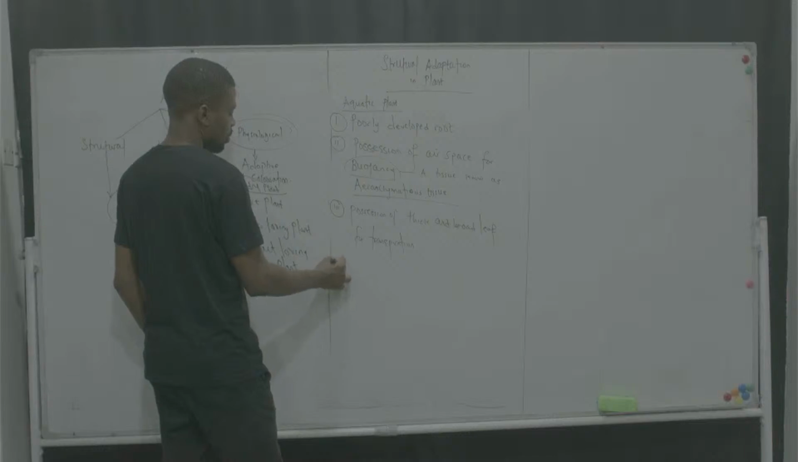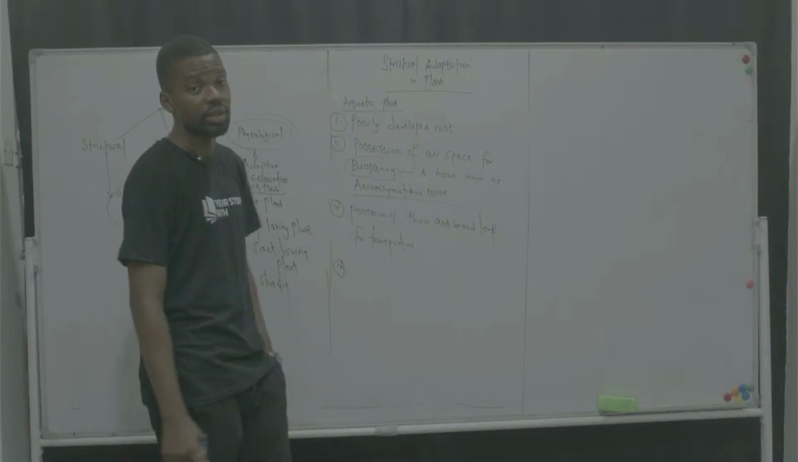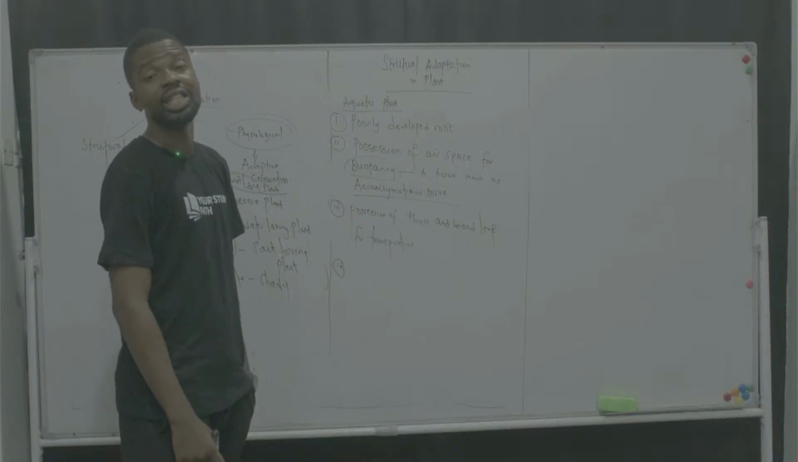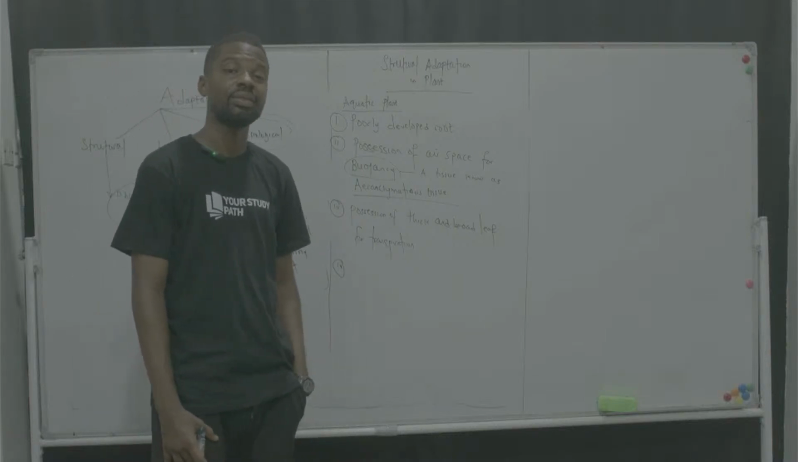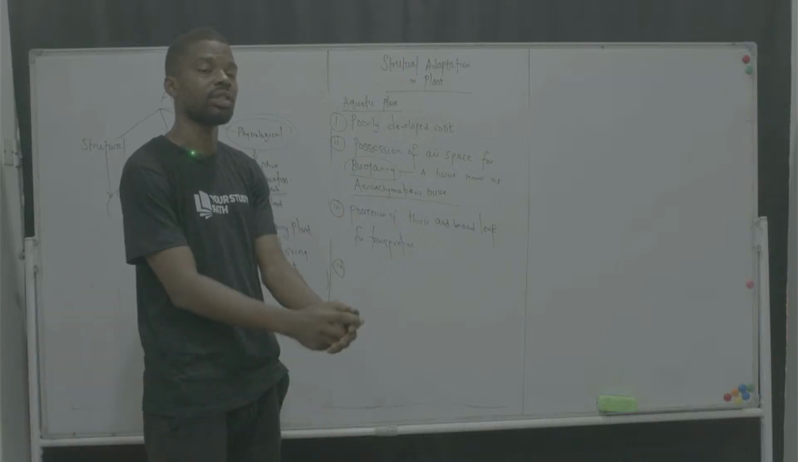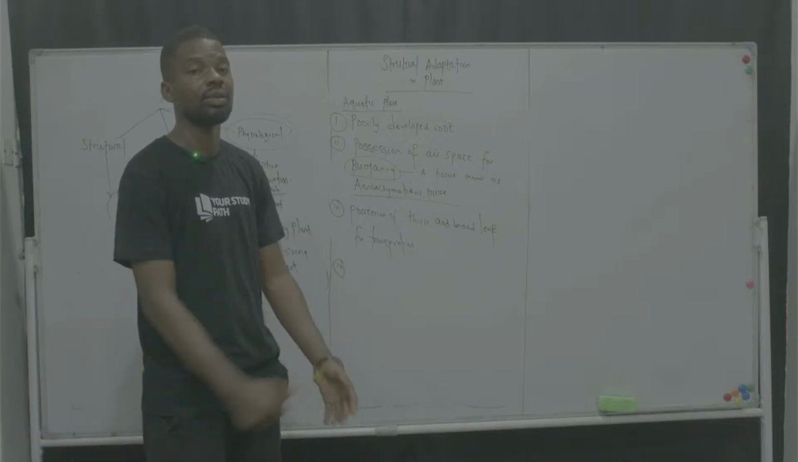And then number 4, look at the plant. Where would their own photosynthesis take place? It will take place in their leaf. Their own photosynthesis takes place in their what? In their leaf. Do you understand? They carry out the photosynthesis in their leaves.